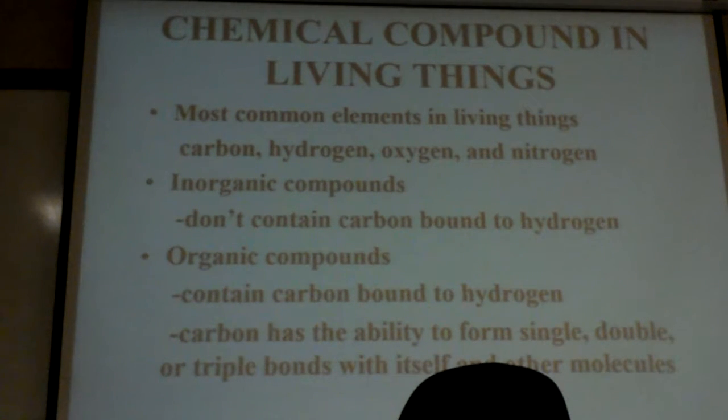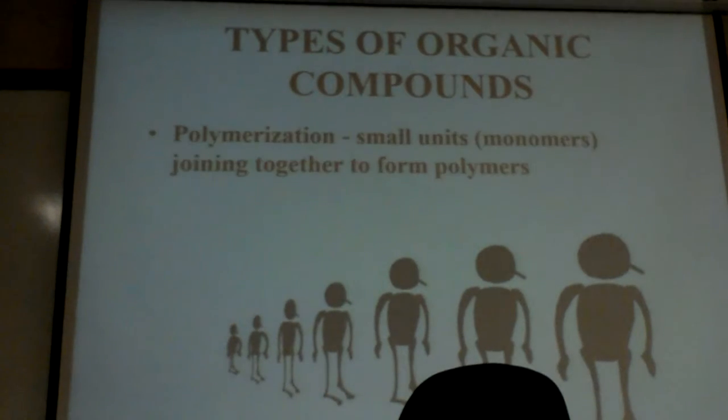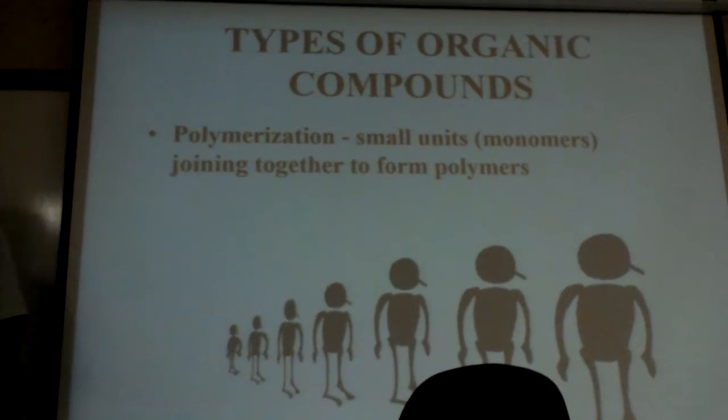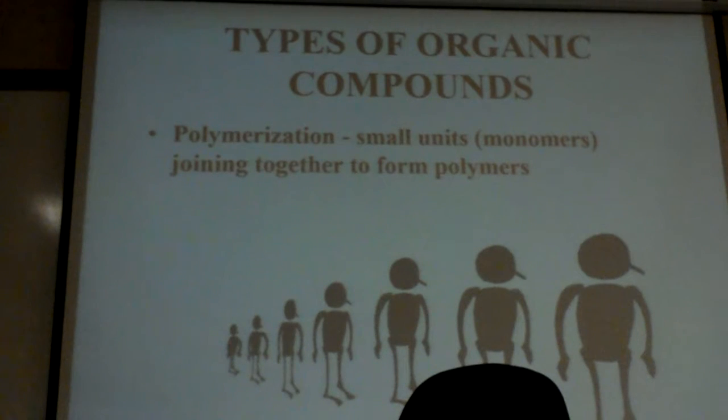As we start talking about kinds of organic compounds, it's going to become a theme that we're going to talk about quite a bit. And that is the idea of polymerization. Polymerization is when small units, known as monomers, join together to form larger units, known as polymers.